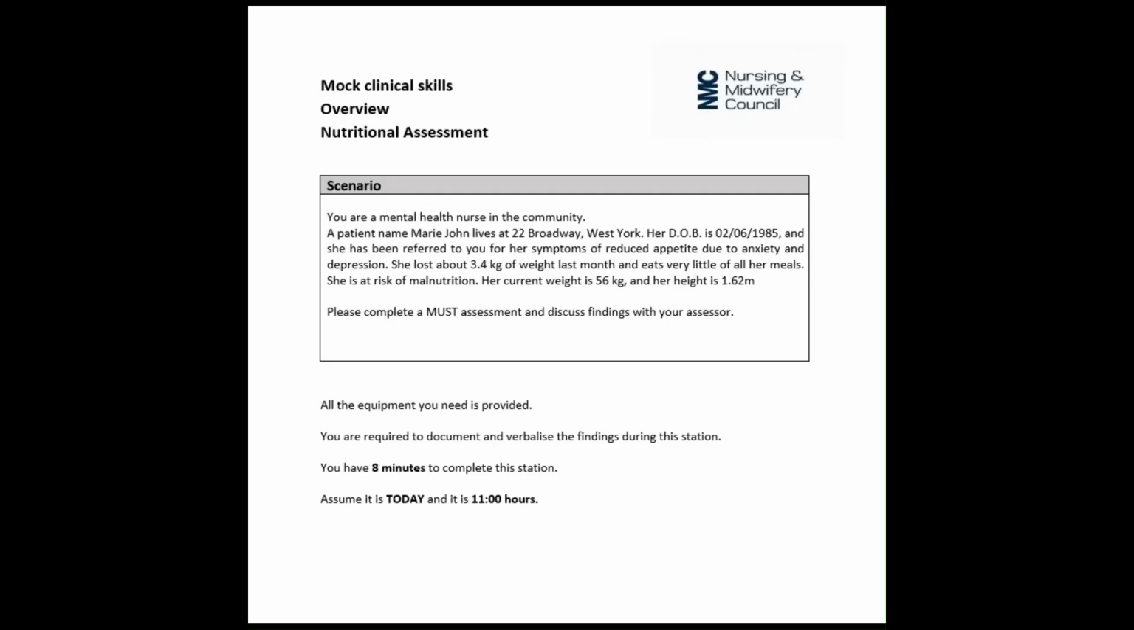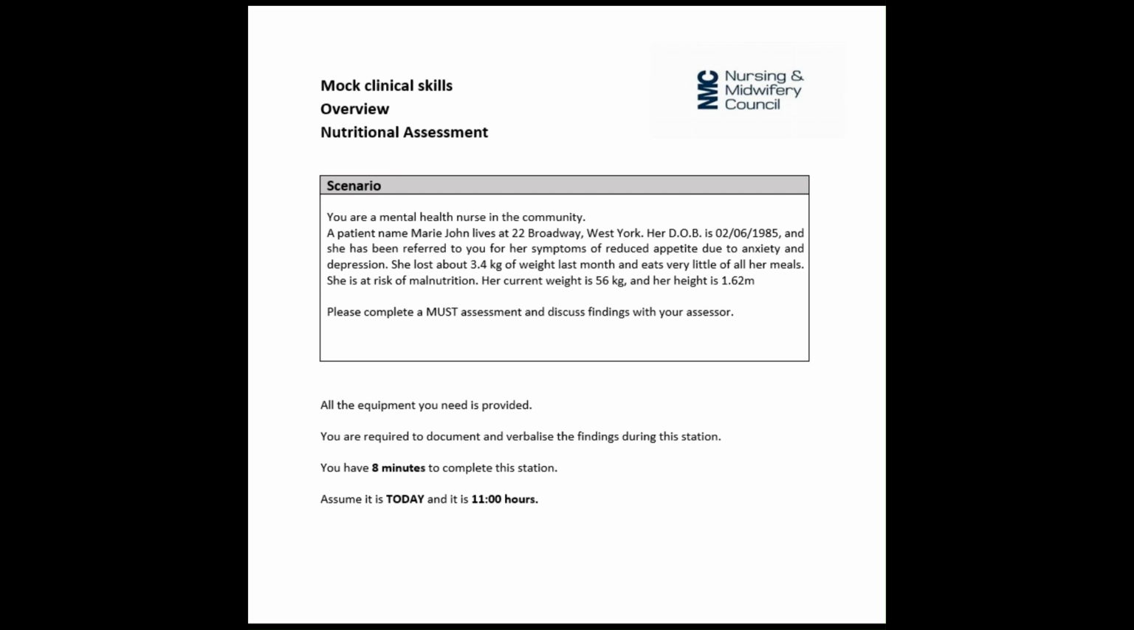Please see the scenario on the screen, which states: you are a mental health nurse in the community. A patient named Marie John lives at 22 Broadway, West York. Her date of birth is the 2nd of June 1985, and she has been referred to you for her symptoms of reduced appetite due to anxiety and depression. She lost about 3.4 kilograms of weight last month and eats very little of all her meals. She is at risk of malnutrition. Her current weight is 56 kilograms, and her height is 1.62 meters.